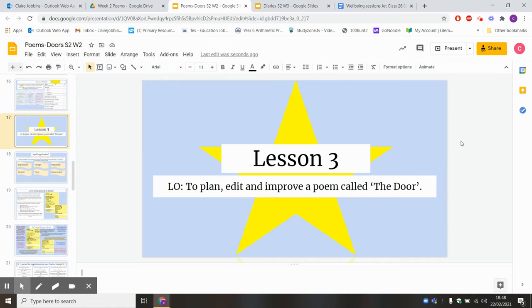We've been really loving it and been so impressed with the level of learning each of you have been uploading. We are really impressed, and we're really looking forward to reading your final versions of your poems as they come through. So today I thought I'd take you through lesson 3, where today we're going to be planning, editing and improving a poem called The Door.